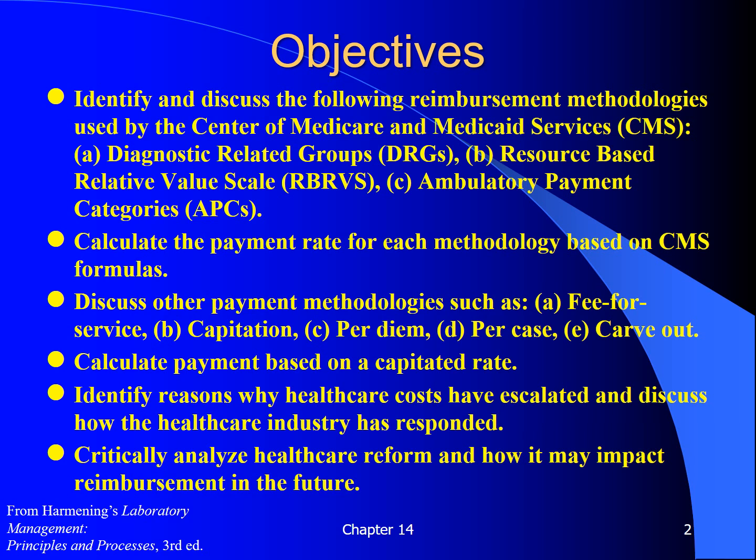Following successful completion of this chapter, the learner will be able to identify and discuss the following reimbursement methodologies used by the Centers for Medicare and Medicaid Services: diagnostic-related groups, resource-based relative value scale, and ambulatory payment categories. Calculate the payment rate for each methodology based on CMS formulas. Third objective, discuss other payment methodologies such as fee-for-service, capitation, per diem, per case, and carve-out.